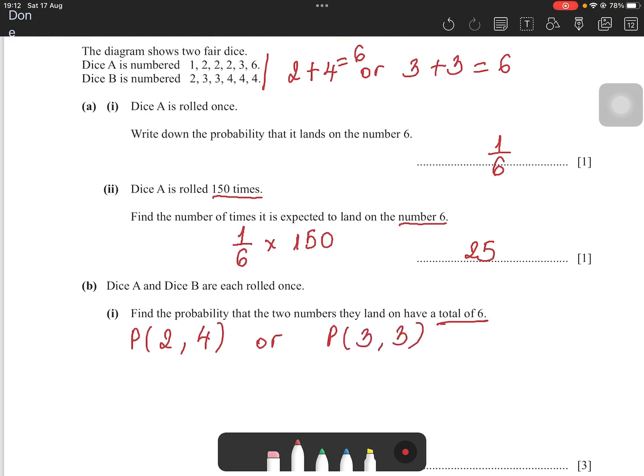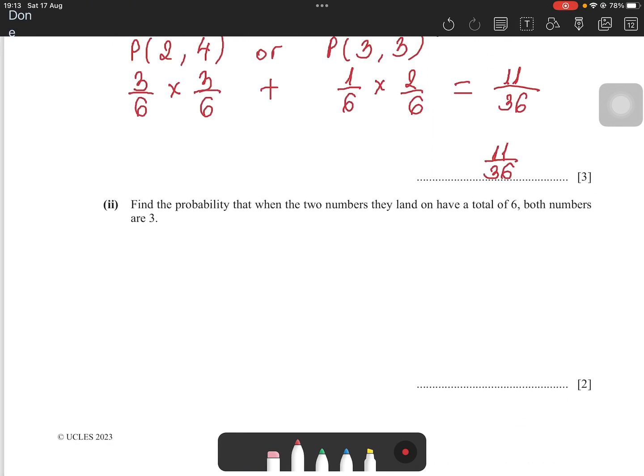In the dice A, there are 3 numbers that are 2, so 3 out of 6. In the dice B, there are 3 numbers that are 4, so 3 out of 6. Plus, the probability of getting a 3 in the dice A is 1 out of 6. And the probability of getting a 3 in the dice B is 2 out of 6. So we add these two together, then the answer is 11 over 36.